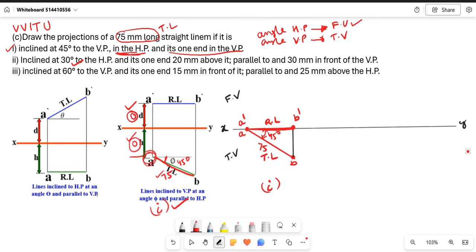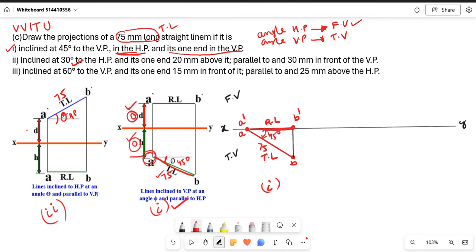So that means this is a possible solution for the second case, because the line is inclined to HP. This is the line condition inclined to HP. So the data will be like this. The original length of the line is 75 mm. Its one end is 25 mm above, it means above HP.